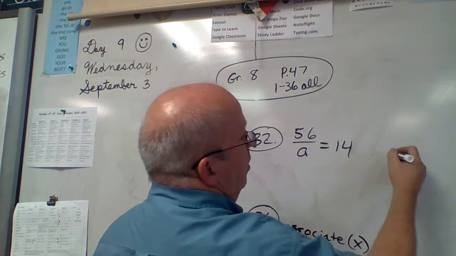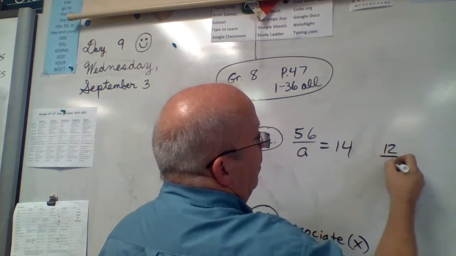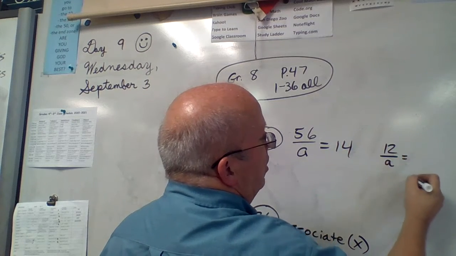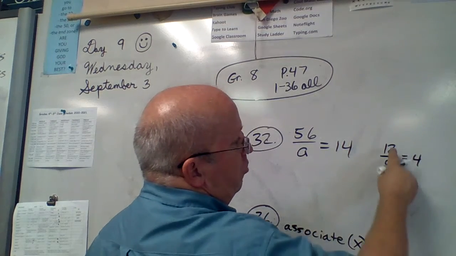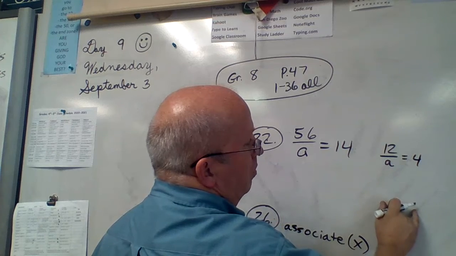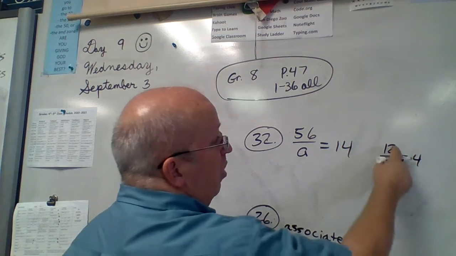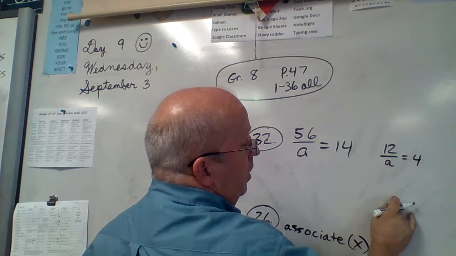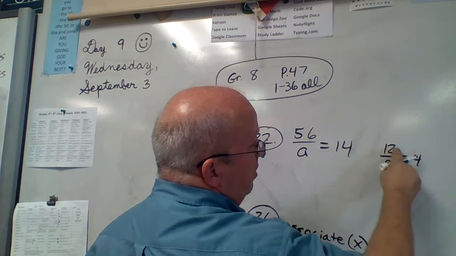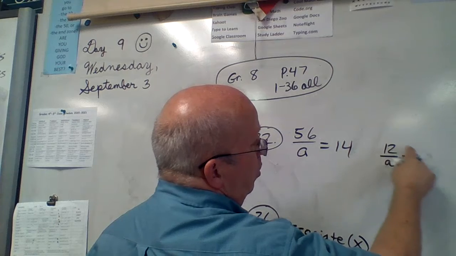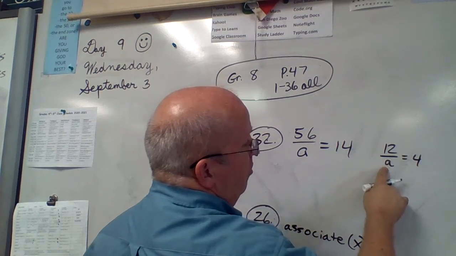Let's turn this into a simpler problem. What if you had something like this? 12 divided by what number would give you a 4? Doesn't the answer in this case have to be a 3? Yeah, 12 divided by 3 is 4. So in reality, what I did is I divided the 12 by the 4. 12 divided by 4 gives me this answer of 3.